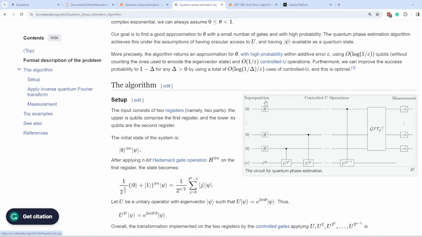After applying the Hadamard gate on all the evaluation register, when they are in equal superposition, then from the first one we apply the controlled gate 1 time. From this one we apply 2 times, then 4 times, 8 times, 16 times, 32 times, and so on. From the last one we apply U to the power 2 to the n minus 1 times, and here we are seeing the powers. So U power 2 means it is applied 2 times. So instead of showing these 2 boxes, we just write U square and U cube.